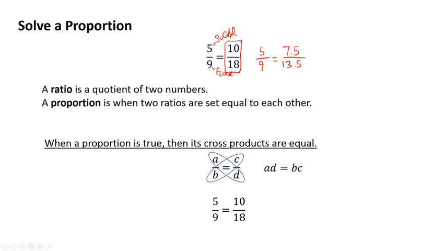And so for this proportion that we have on top here, we multiply 18 times 5, that's going to be 90, and we multiply 9 times 10, that's also going to be 90. So you can see it works here. 90 is equal to 90.